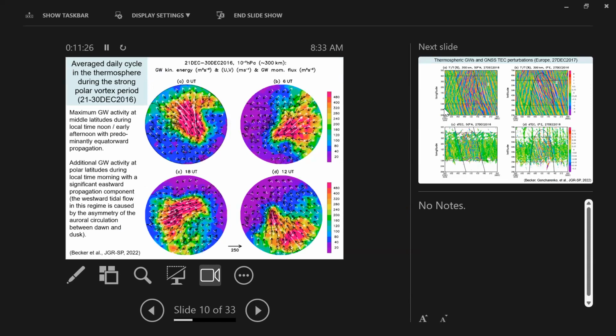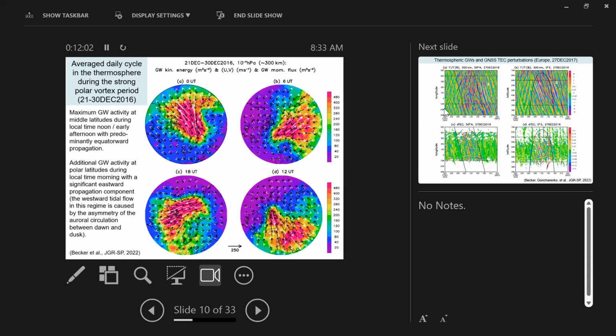This is an average of how the picture of the gravity waves looks higher up in the thermosphere, at around 300 kilometers. This is what I call an average daily cycle for late December 2016, again a period when the polar vortex was strong. Typically during local time noon, you see the strongest gravity wave amplitudes, and you see that this pattern goes around over the course of the day.